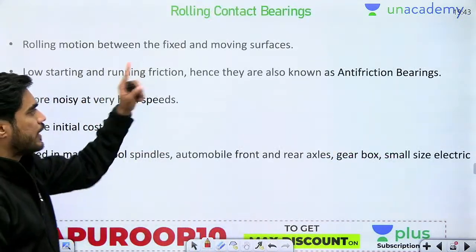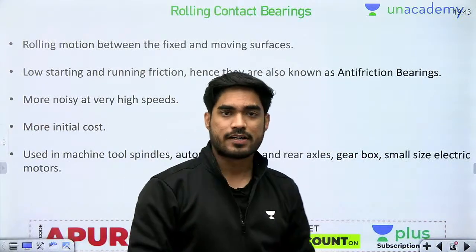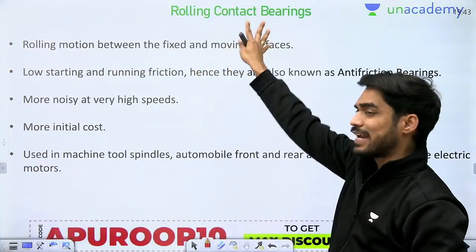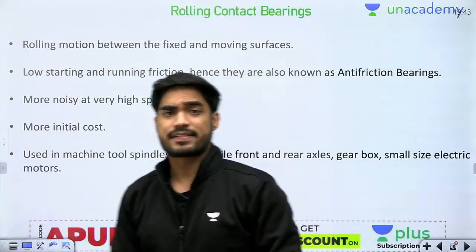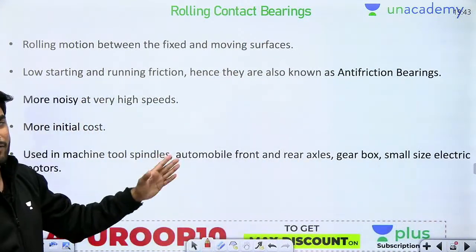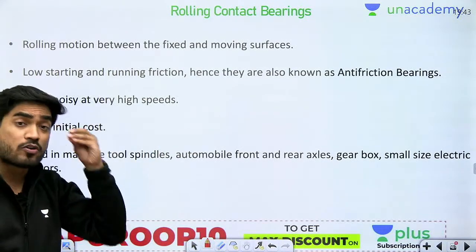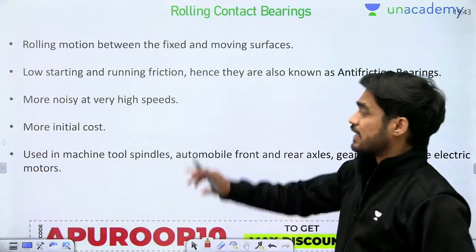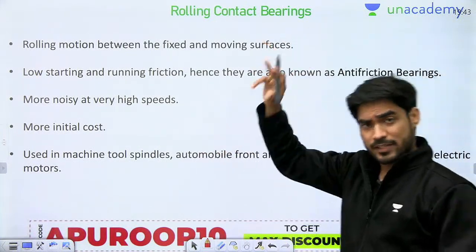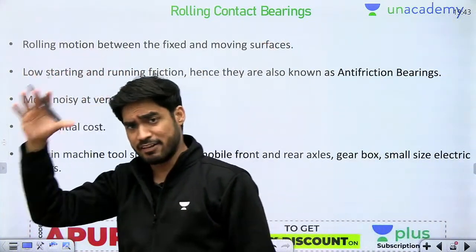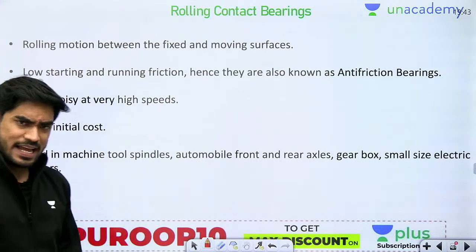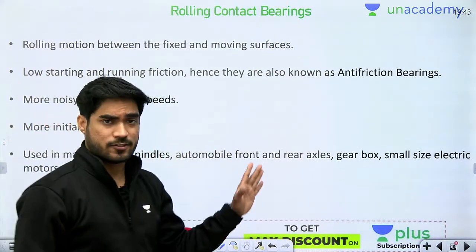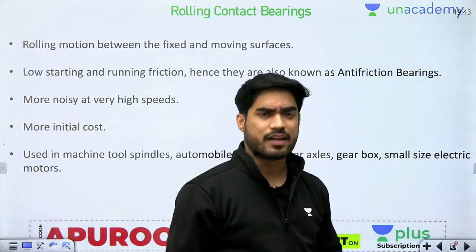Then we saw the design of rolling contact bearings. Rolling contact bearing means there is rolling motion between the fixed and moving surface. Due to this, the starting friction and running friction is very low. It is almost negligible, hence they are known as anti-friction bearings. They are more noisy at high speed. So if you operate them at high speed, they will become noisy, and they are very costly. Their initial cost is very high. So that's why they are not used everywhere, okay?